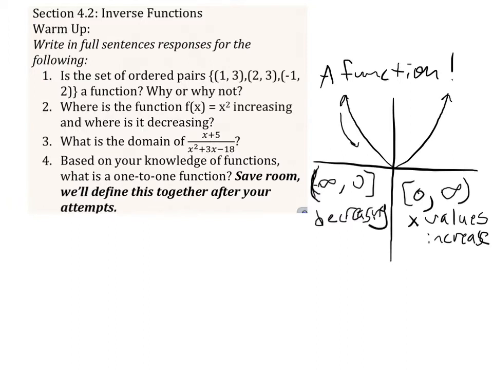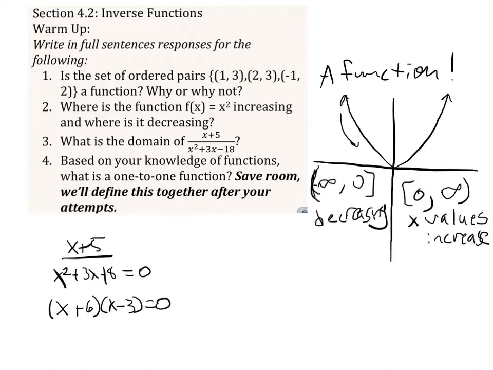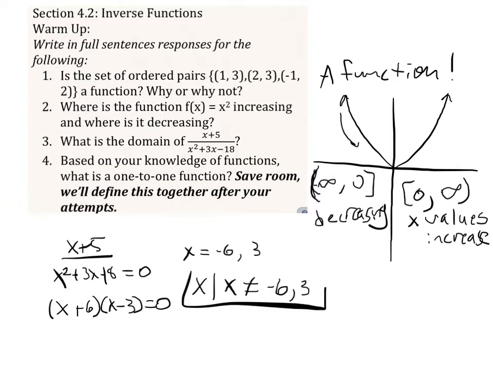And so this is decreasing. Alright. And then domain. We have x plus 5 over x squared plus 3x minus 18. Well, I'm going to set my denominator equal to 0 and solve. So I get x plus 6 times x minus 3 equals 0. And so I get x equals negative 6 or 3, which means our domain is all x's provided that x doesn't equal negative 6 or 3. Okay?